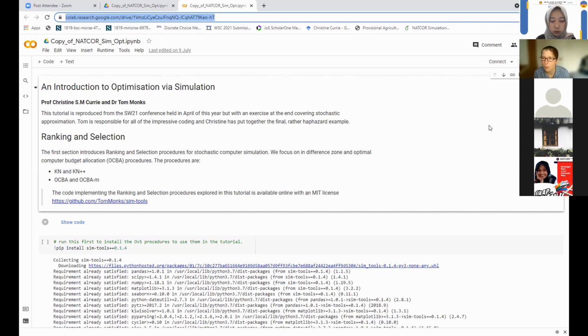Now I will have a kind of pause here and look at the chat to see if anyone is having problems with setting up the Google Colab, and any questions in the chat.